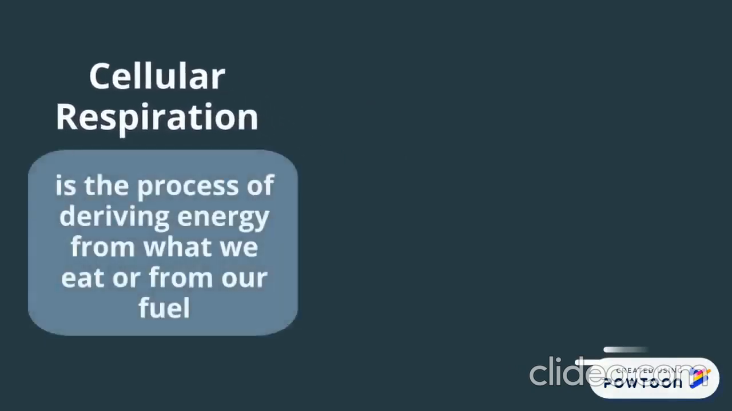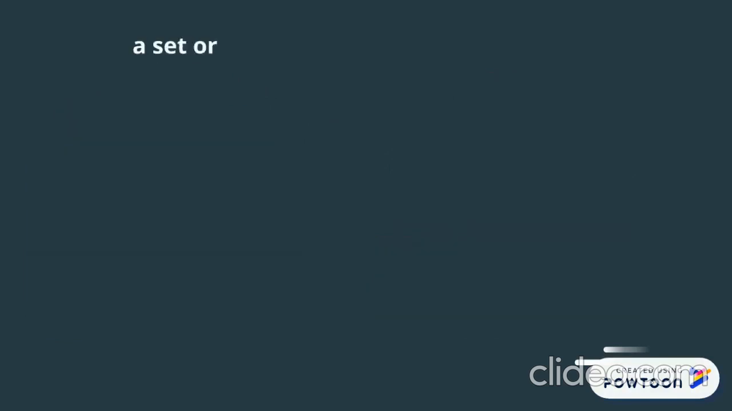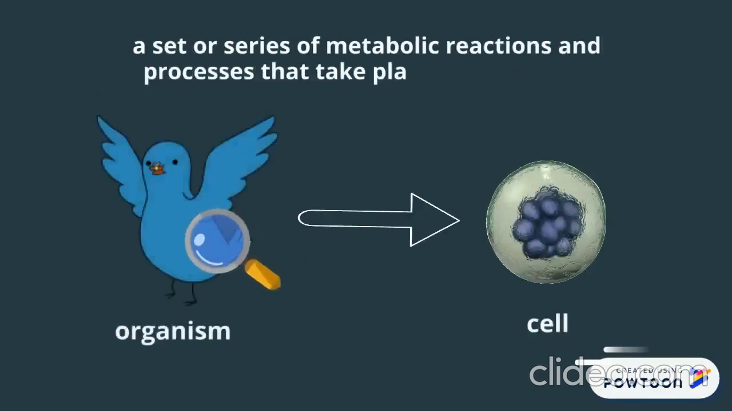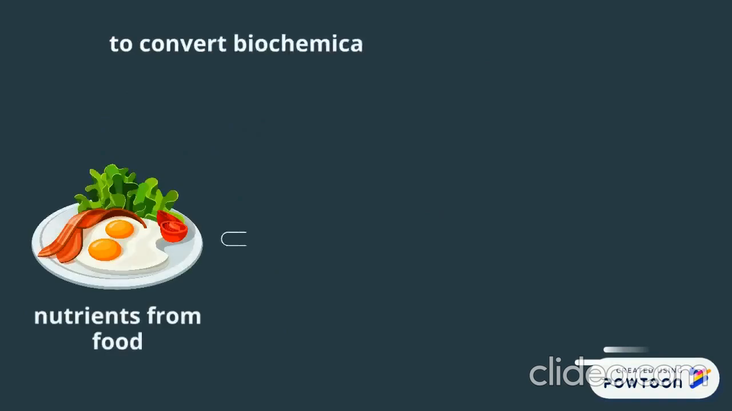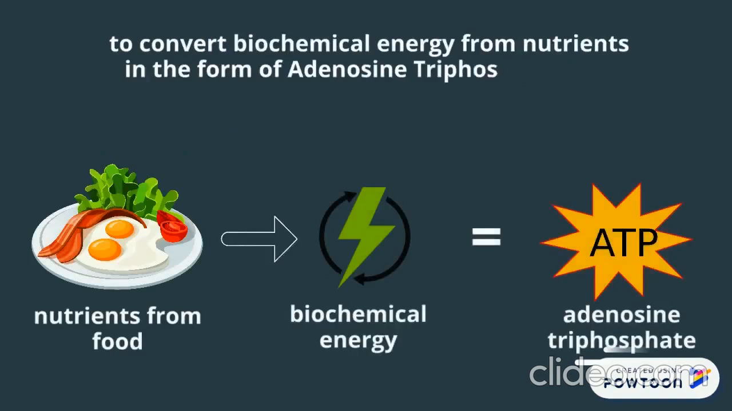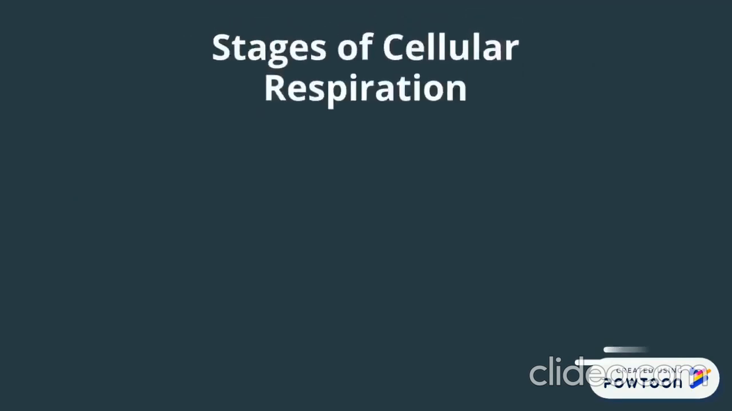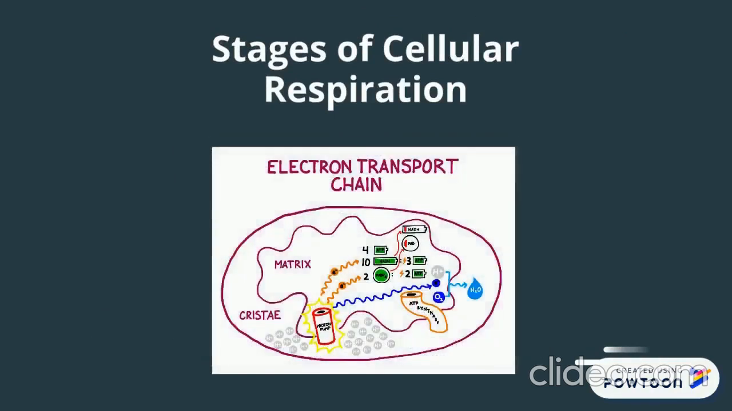Cellular respiration is the process of deriving energy from what we eat, or from our fuel. It is a series of metabolic reactions and processes that take place in the cells of organisms to convert biochemical energy from nutrients into energy in the form of adenosine triphosphate, and then release waste products. There are stages in cellular respiration, namely glycolysis, Krebs cycle, and electron transport chain.